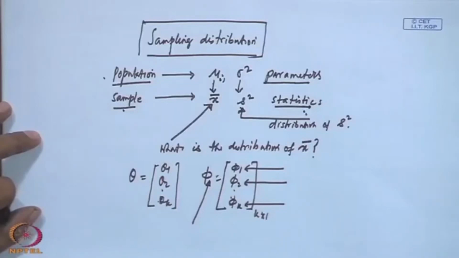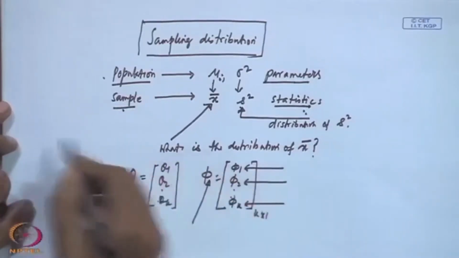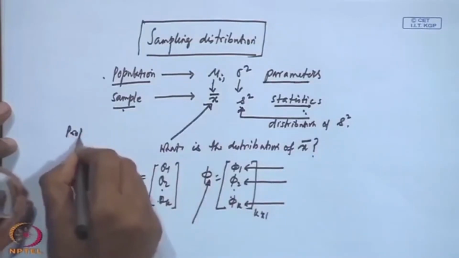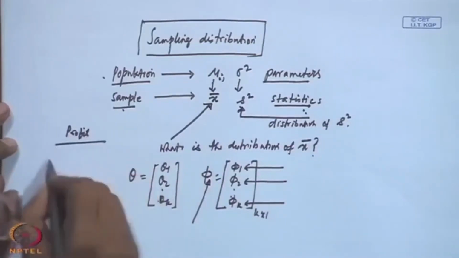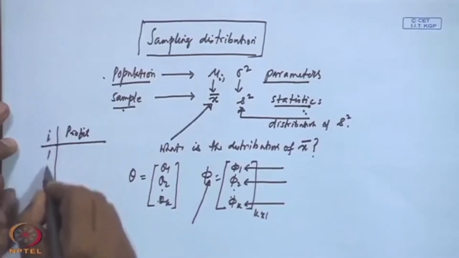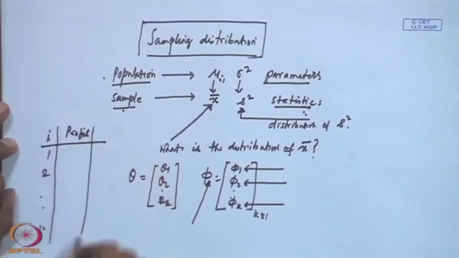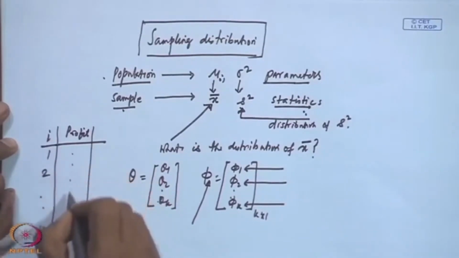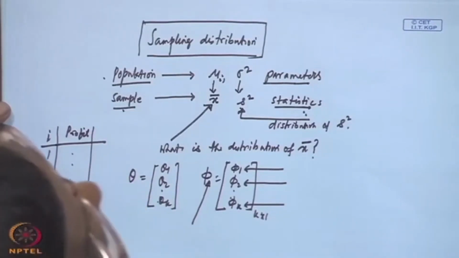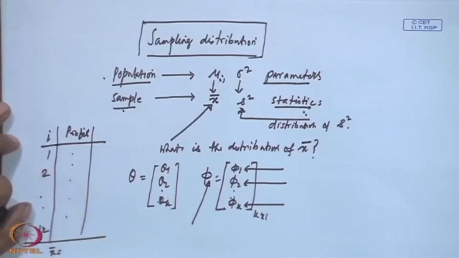Clear? For example, if we consider the same example again, the profit. If you see the 12 months data, 1 to 12, you have different values of profit. You will calculate the mean profit, the average per month. My question here is, what is the distribution of x bar?